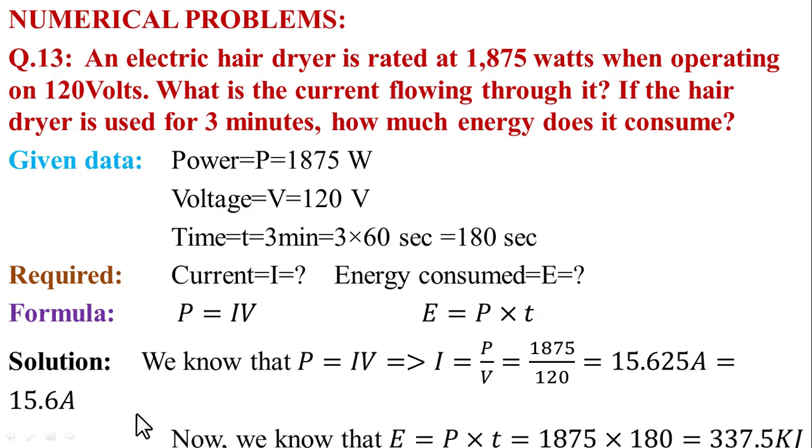And also we can find the energy. So energy E is equal to power multiplied by time. Then value of power is equal to 1875 multiplied by 180. So the value of energy consumed E is equal to 337.5 kilojoule. So we write the answer in kilojoule. So 337.5 kilojoule is the energy consumed.